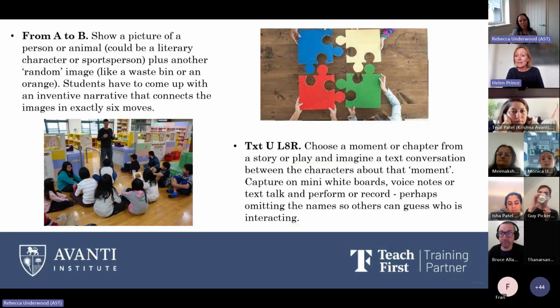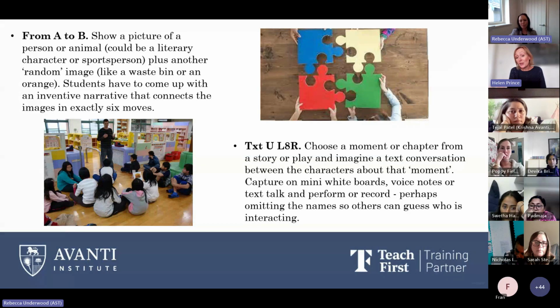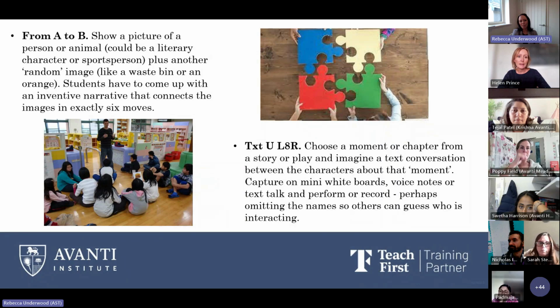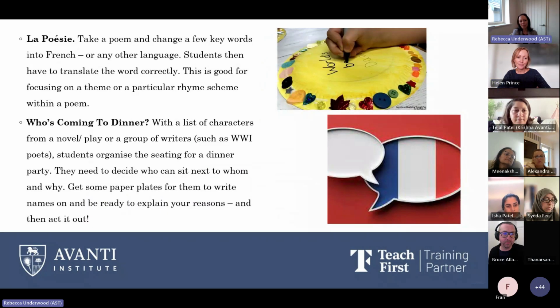Maybe omitting the names so that then you can guess who it is that's interacting, performing it to the class, but you're just pulling out a moment from a story and imagining the conversation that might happen. And you can perform it, you can write it down, you can use text talk to then create the performance itself. But any way that you can capture that imaginative moment can be helpful. And then 2 more.